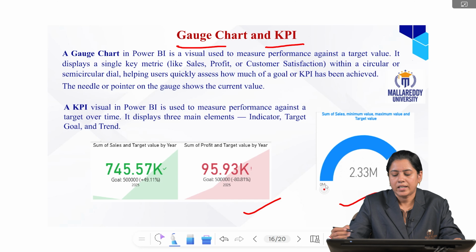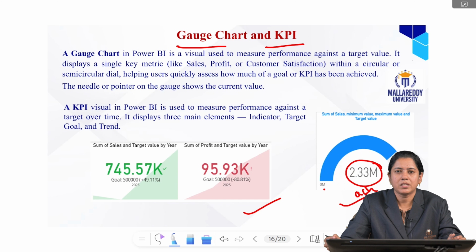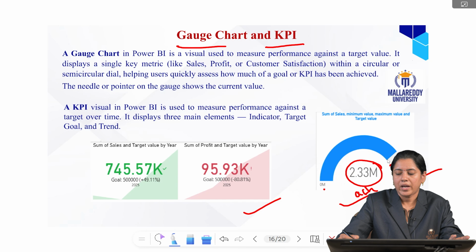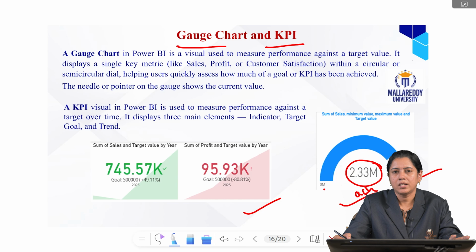Here we have the starting value and the maximum value. So this is the actual value, and this is the target value. Sometimes in business we set targets and check whether we reached the target or not. So how we show that is using the gauge chart. If the arc reaches the red line, or if it is beyond the red line, it means the target is reached. Otherwise the target is not reached.